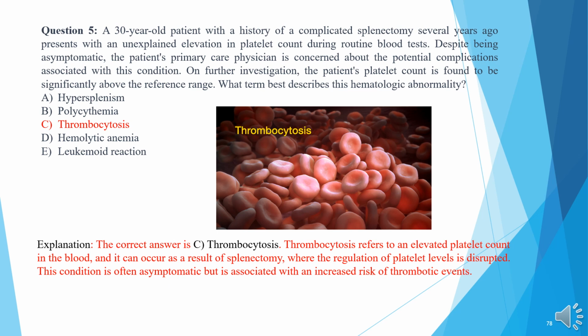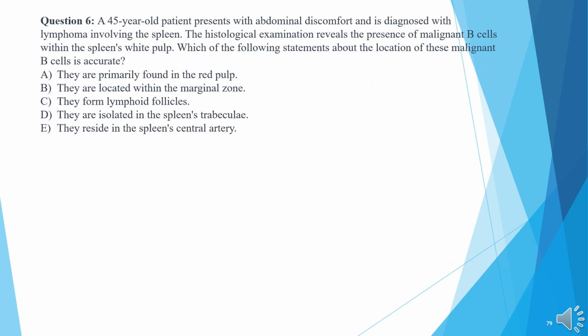Thrombocytosis. Thrombocytosis refers to an elevated platelet count in the blood, and it can occur as a result of splenectomy, where the regulation of platelet levels is disrupted. This condition is often asymptomatic but is associated with an increased risk of thrombotic events. Question 6. A 45-year-old patient presents with abdominal discomfort and is diagnosed with lymphoma involving the spleen.